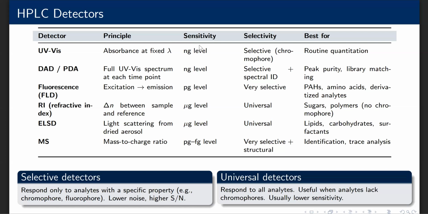ELSD evaporates the mobile phase and measures light scattered by the remaining analyte particles. It is universal, works with gradients, but has a nonlinear response. Mass spectrometry gives both extreme sensitivity and structural information. We'll cover LC-MS in a later lecture. The distinction between selective and universal detectors is important for your method development. Selective detectors have lower noise and higher signal to noise, but require the analyte to have the right property.